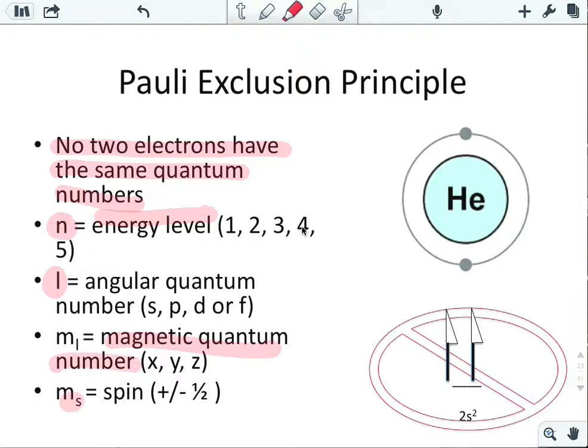In pre-AP, we're really not going to use quantum numbers a lot, but basically what this means is that no two electrons can have the same spin. The arrows that we have in writing our arrow notation can't be going in the same direction. They can't have the same spin as each other. They have to have opposite spins.